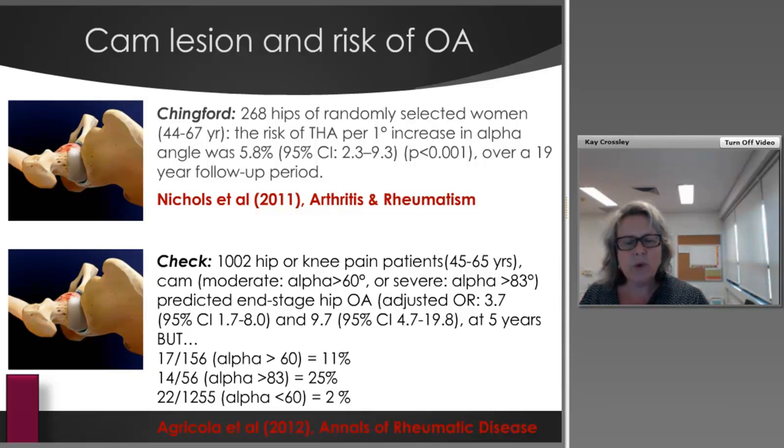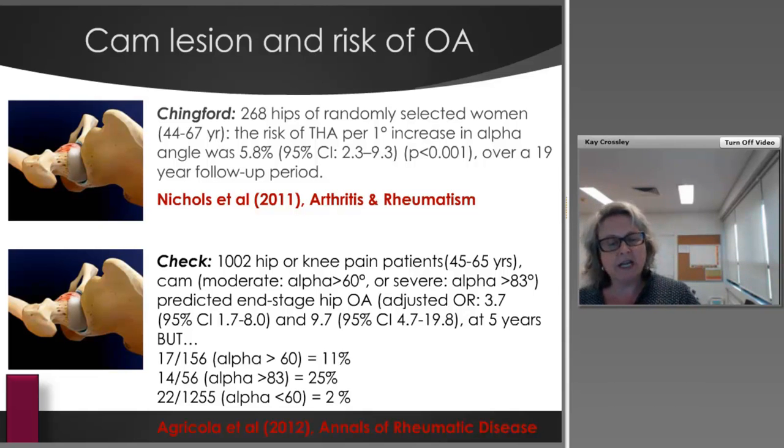But the second study actually allowed us to look at their data a little bit more, and so we can see that 17 of the 156 people with an alpha angle greater than 60 developed end-stage hip osteoarthritis, which is 11%. But 14 of the 56 people with an alpha angle greater than 83, which is 25%, developed osteoarthritis. The reason why we have this high odds ratio is that only 22 of the remaining people with an alpha angle less than 60 developed end-stage osteoarthritis.